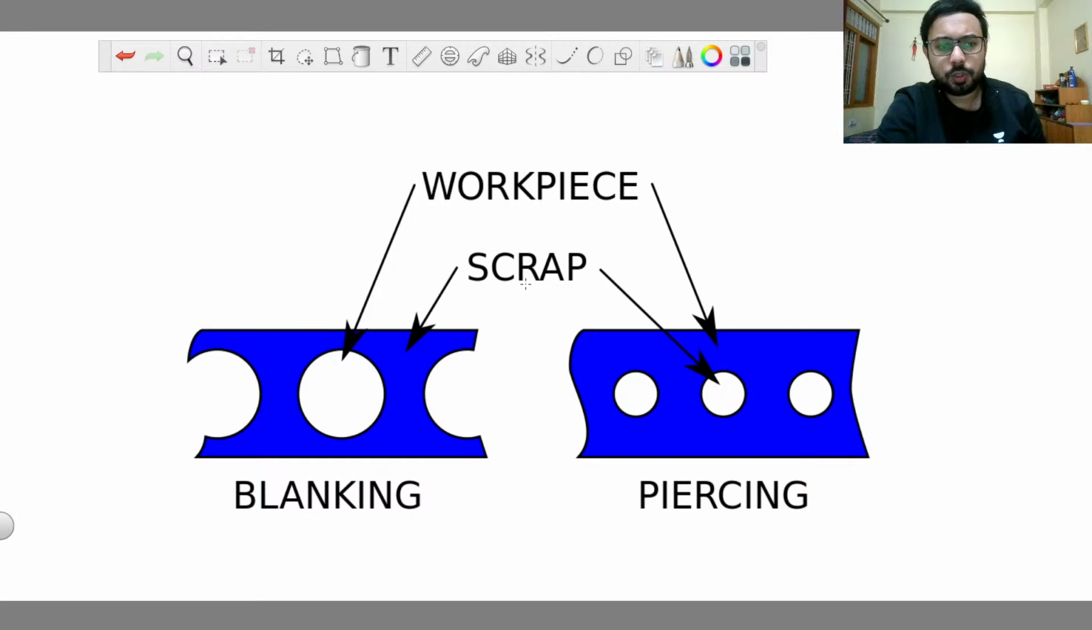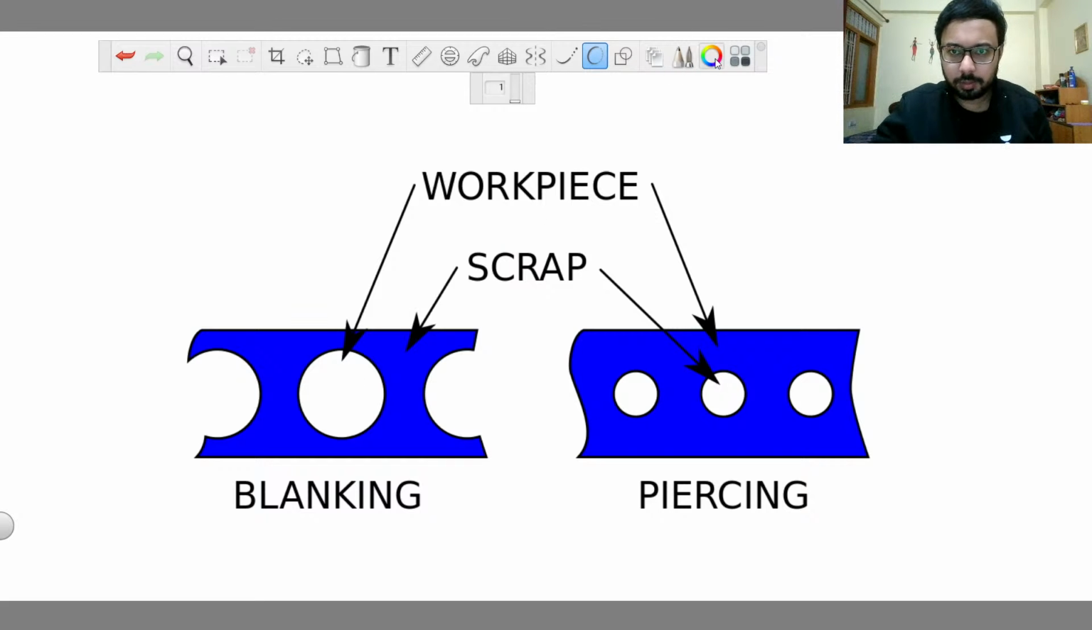So they both, first of all, are sheet metal operations. You can see the workpiece and scrap idea for blanking and piercing are opposite. First we will discuss blanking. In blanking, our main focus is to create this disk or blank. So this is the disk or blank. Our main focus is to create them.